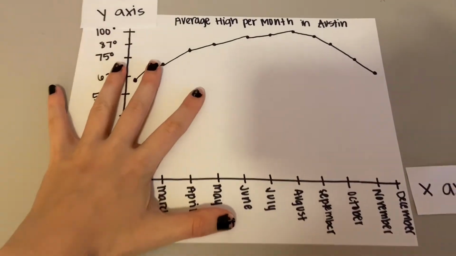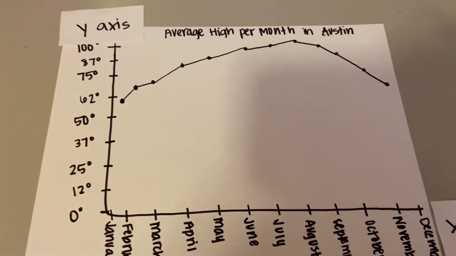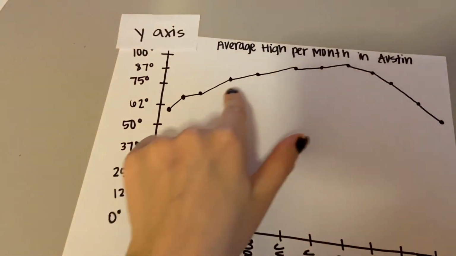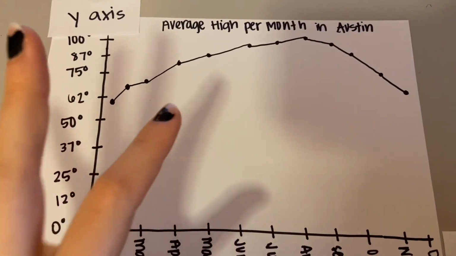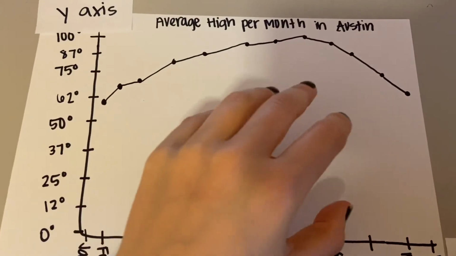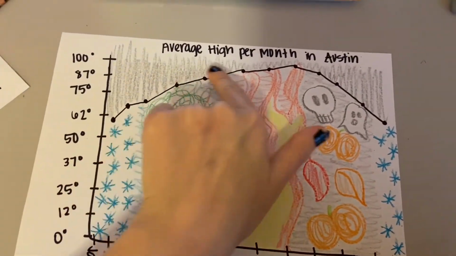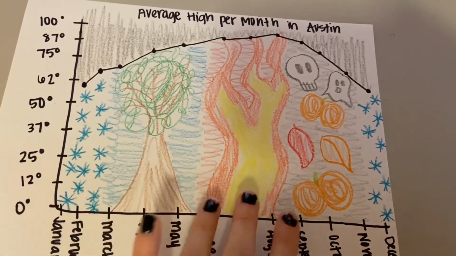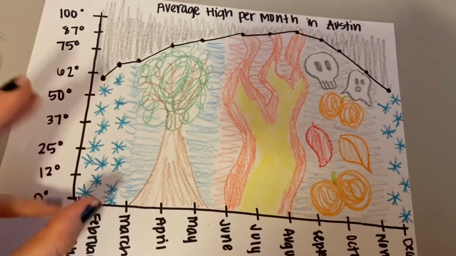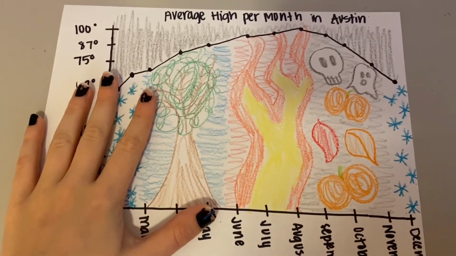So now is the fun part. We are going to incorporate art into our graph. What I want you to do, using your curve or whatever line that you have, is draw it into a picture. So here is my example. You can see that I kind of used this as a roof of my seasons. I separated it by seasons, and then I drew what I felt like during the seasons. So this is just an example of what I want you to do.